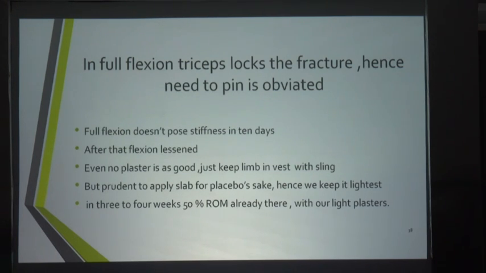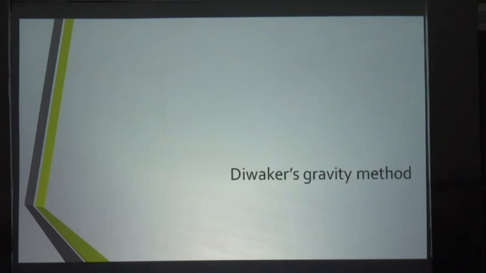Full flexion doesn't pose any stiffness in 10 days. You keep it for 10 days. There is not much problem. 10 days of flexion is sufficient. Later on you mobilize and mobility comes within a month. Even no plaster is as good. Just keep the limb in a vest with the sling. But it is prudent to apply a slab for placebo's sake. Hence we keep it light as well. So even a single bandage of 12 gram is sufficient. In 3 to 4 weeks, 50% are already there with our light plasters.